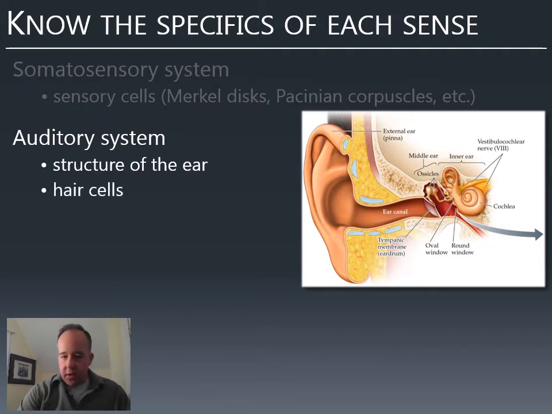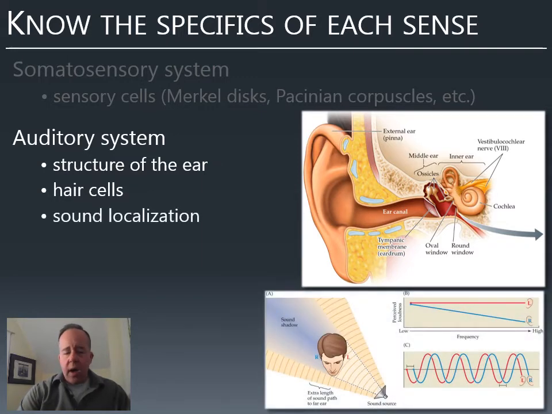Understand hair cells. How do they work? How do you get from movement of the basilar membrane to neurotransmitter release? How are they built structurally? So they're different from run-of-the-mill neurons. So be able to describe and understand what hair cells are and how they work.